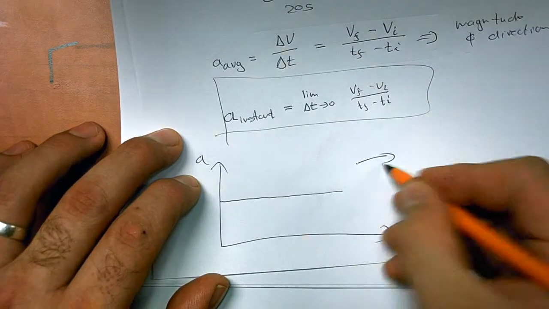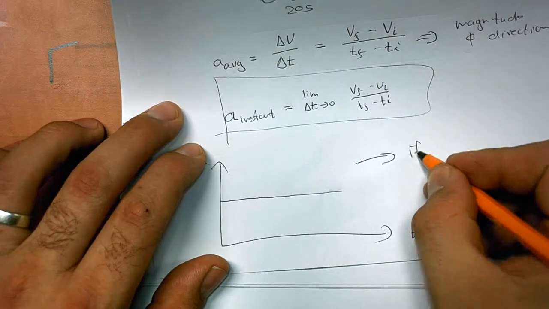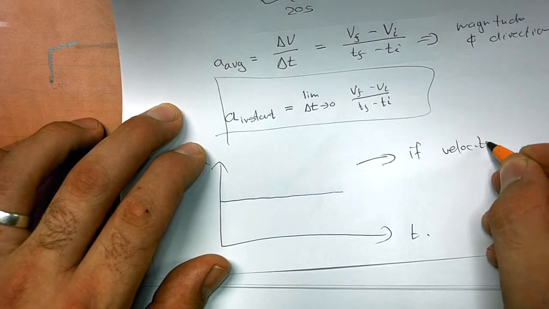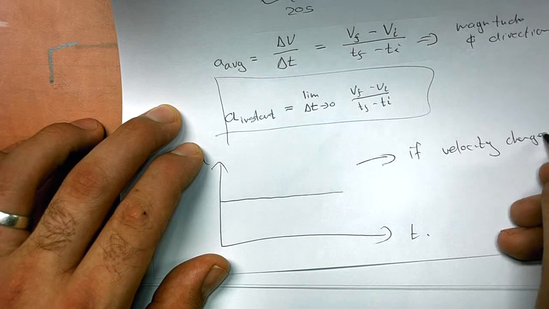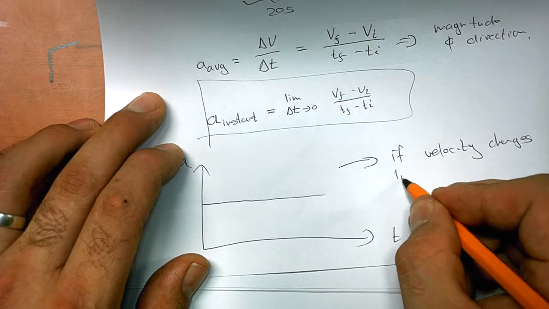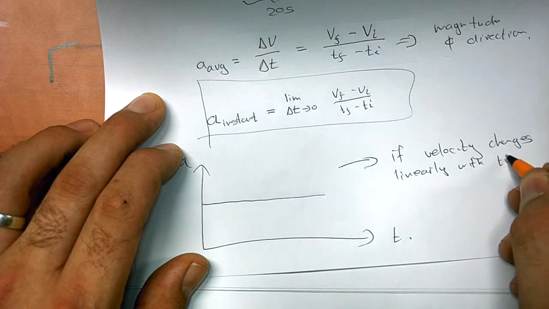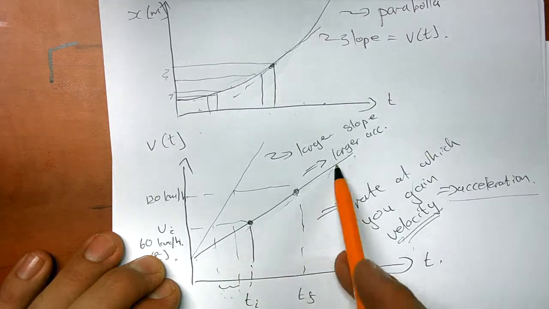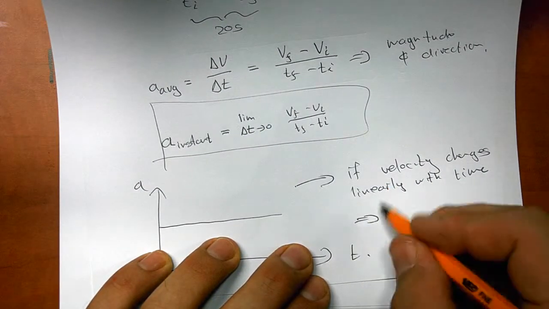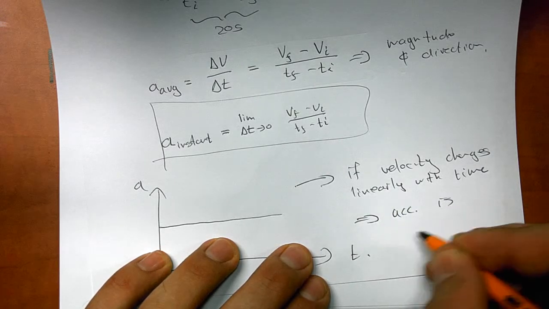So let me just write that down because it's late in the afternoon. So if the velocity changes linearly with time, that just means if I plot the velocity of the car as a function of time, I get a straight line, then it means the acceleration is constant.